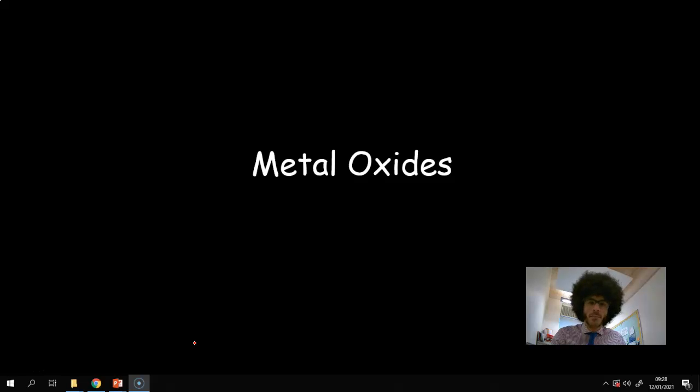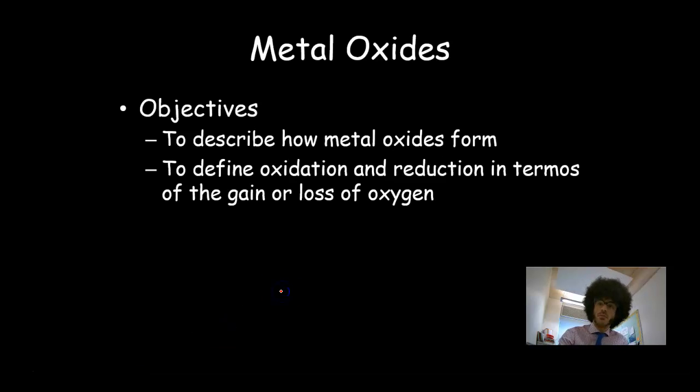Today we're going to be talking about metal oxides. This is often the entry content that you have to know before you start going into the world of redox chemistry and reactivity series. So this stuff's pretty important. We'll start with the basics of reduction and oxidation in terms of their definitions today. The objectives are to describe how metal oxides form, and also to define oxidation and reduction in terms of the gain or loss of oxygen.